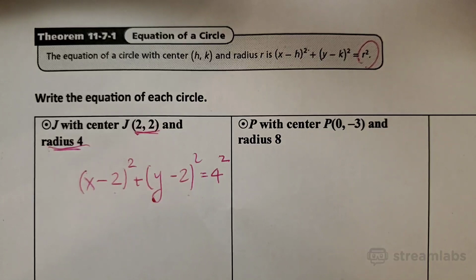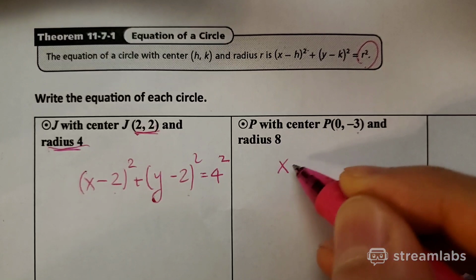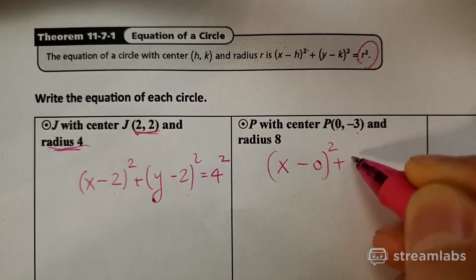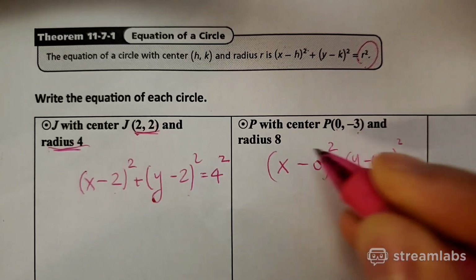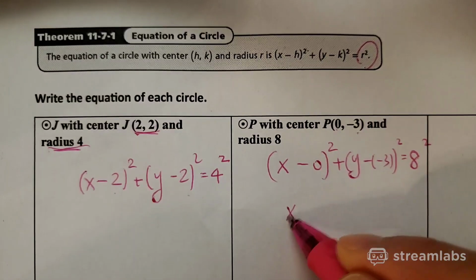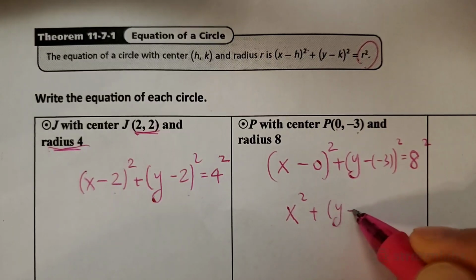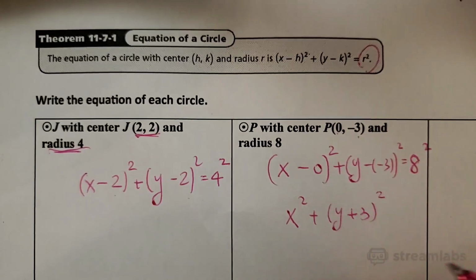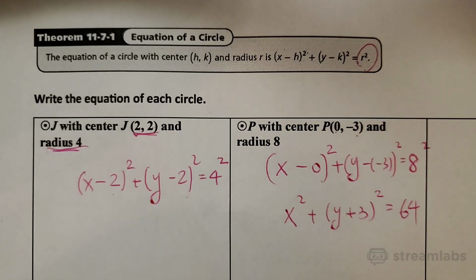All right. So you can leave it like this. You don't have to simplify. Okay. The next one, 0, negative 3, right? So you do x minus 0 squared plus y minus negative 3 squared is equal to the radius, 8, 8 squared. When you do this, you can simplify it. So x minus 0 is just x squared plus y minus negative 3 is y plus 3 squared, is equal to 64. You can do 64, you can do 8 squared. Okay, both are fine.